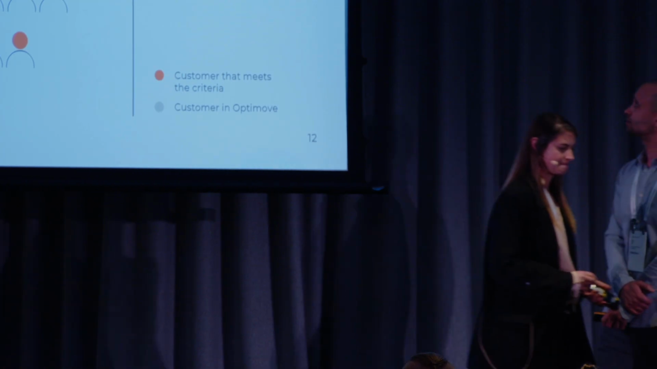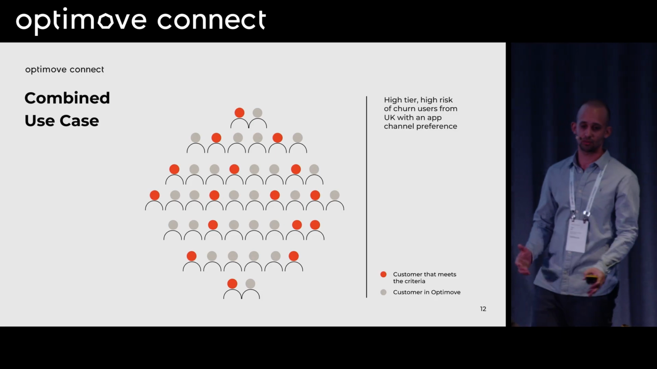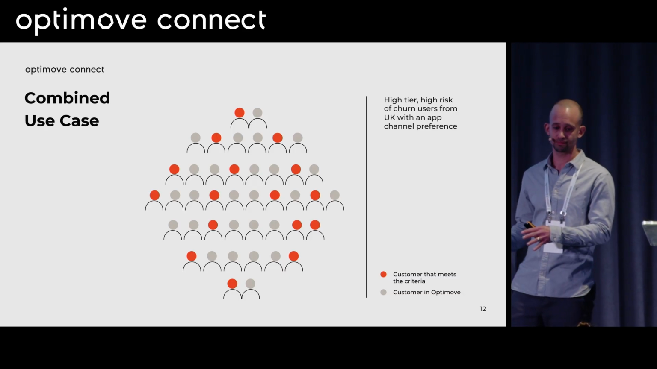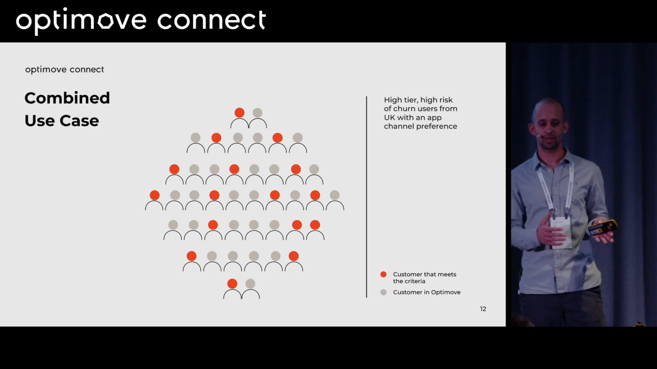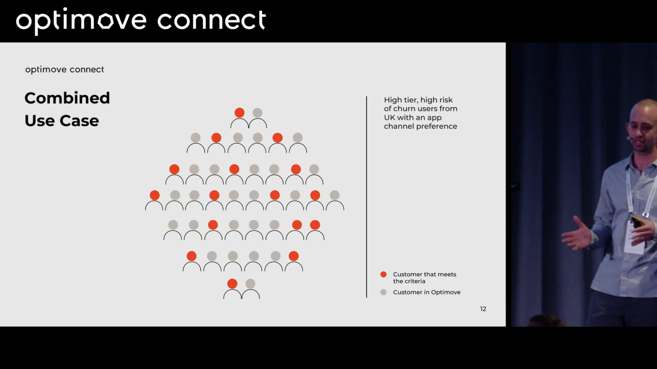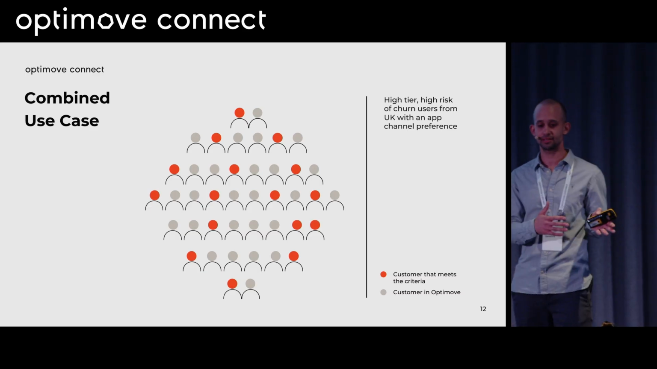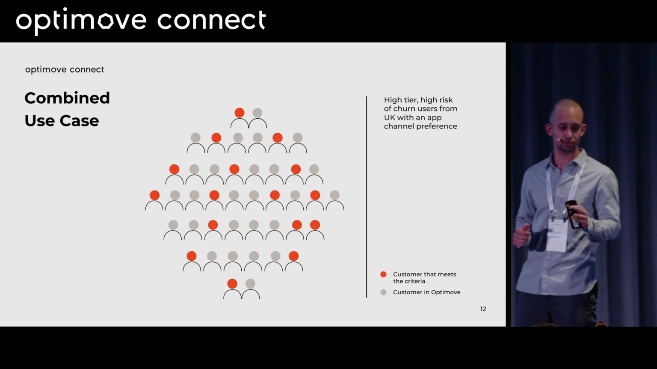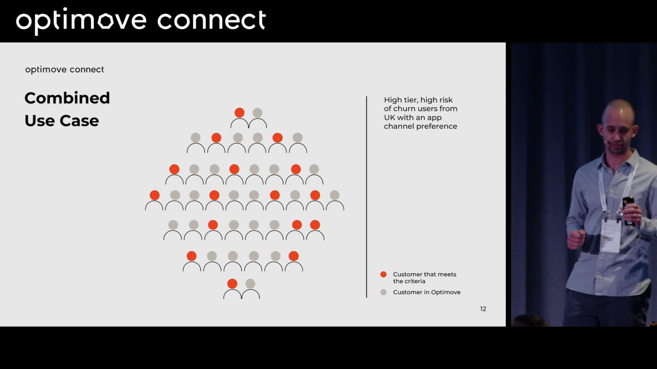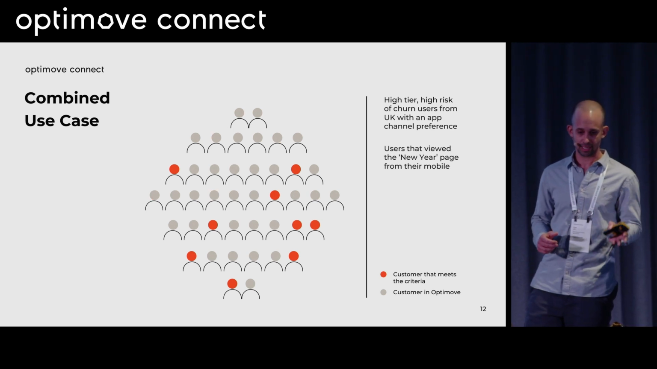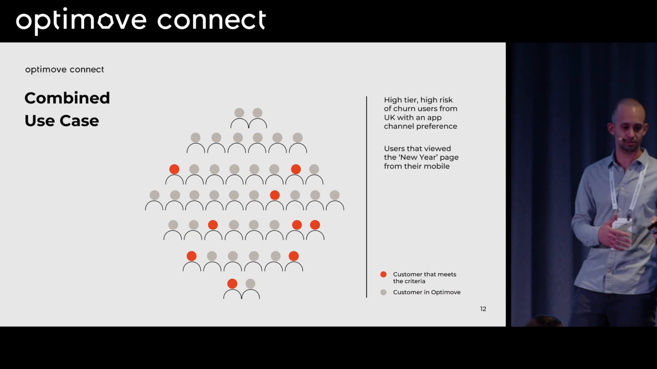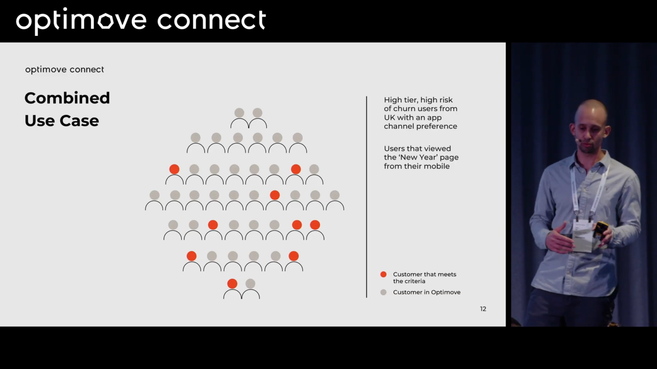Now, let's have a look at the combined use case, which emphasizes the power of leveraging both batch and real-time all together. So as we reviewed before, we had the batch data, which identified, in this example, the high-tier, high risk of churn users from UK with an app channel preference. Adding the real-time data detects when they viewed a specific page. In this case, we had the New Year's page that has been viewed through mobile.